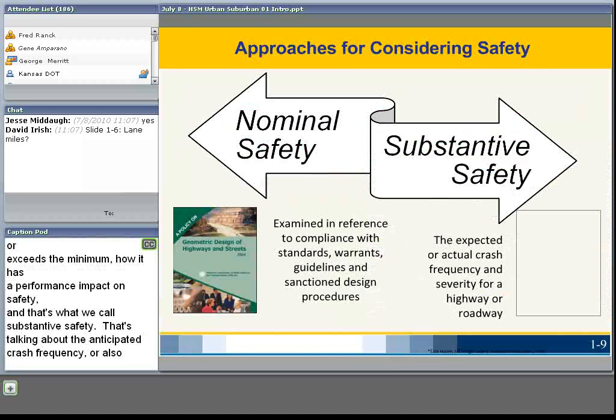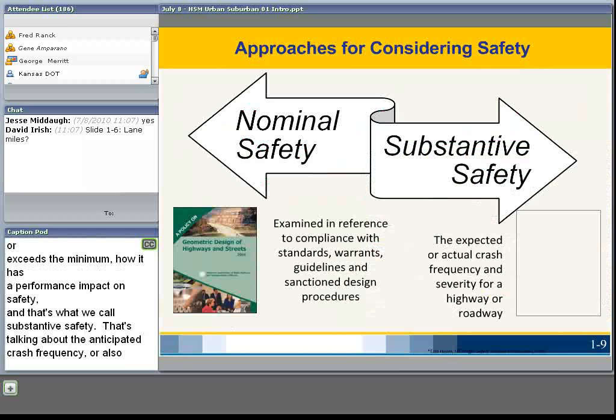Now, let me back up for a moment. I also want to mention there should be a picture on the bottom right-hand corner of your screen of the Highway Safety Manual. But AASHTO has fully endorsed the concept of substantive safety as a part of the normal process, and you'll see it in pretty much all of the manuals that AASHTO publishes.